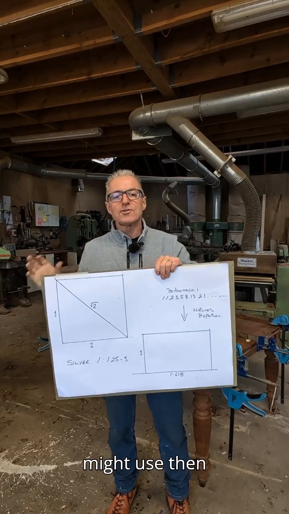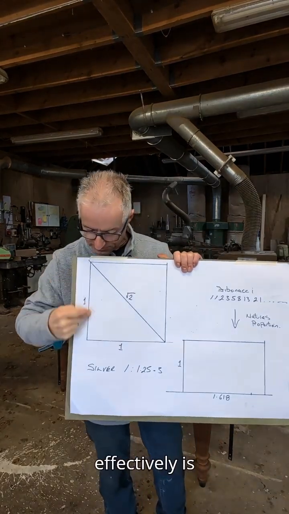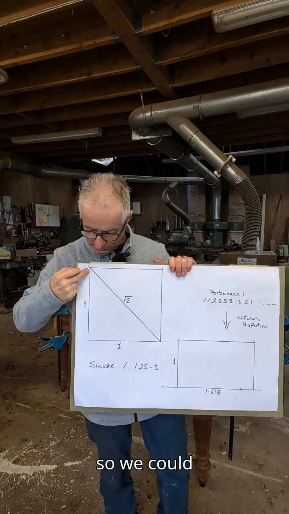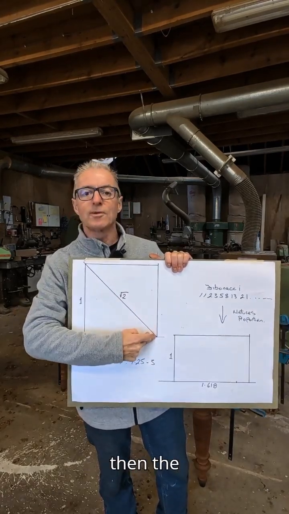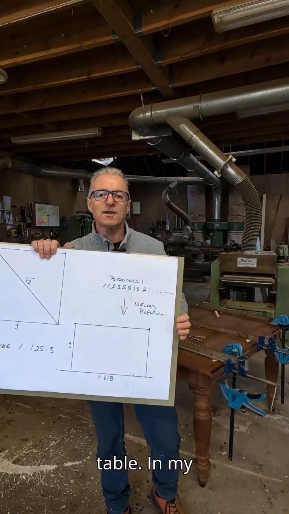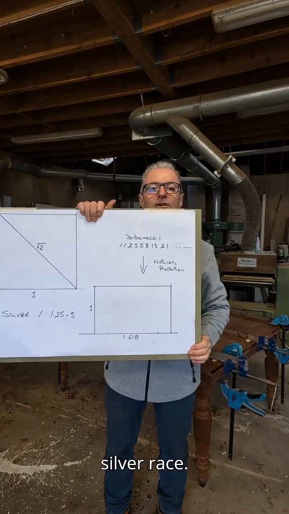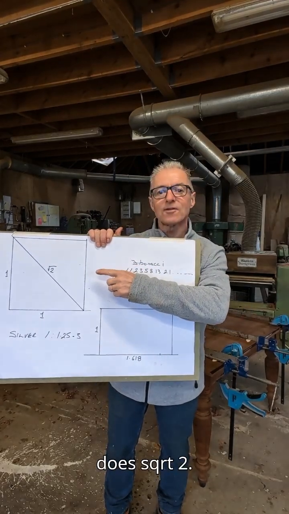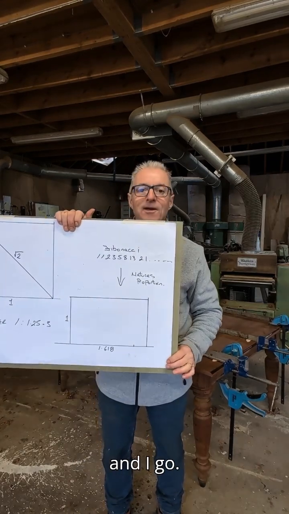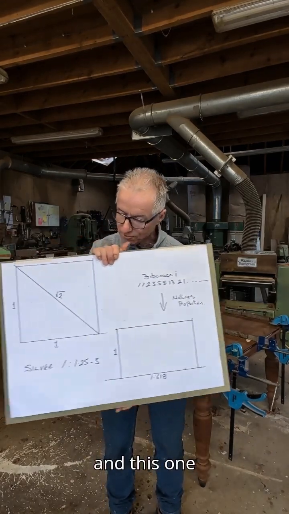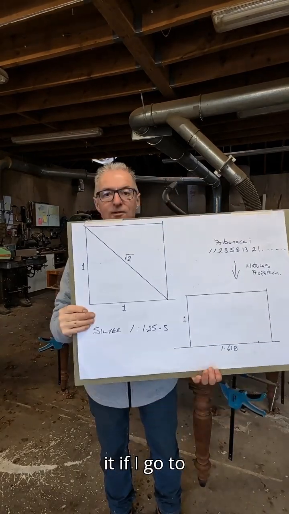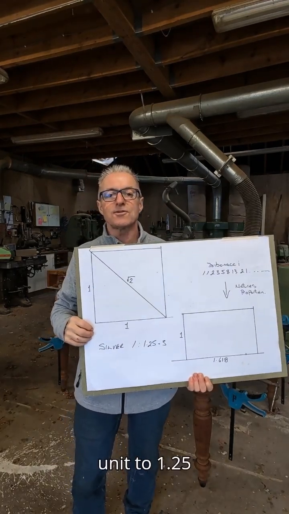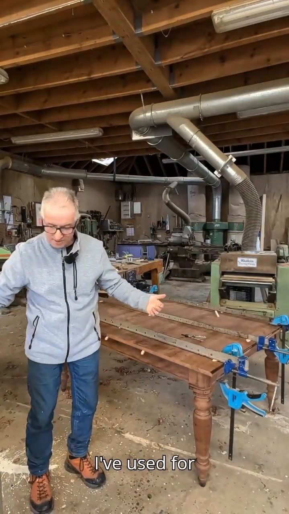The second one we might use is what's called root 2, and that effectively is 1 unit and 1 unit. It's a square with a diagonal, and we get the square root of 2. So we could use that as the width, and then the diagonal would become the length of the table. In my case, I'm using what's called a silver ratio, or close on it. The Fibonacci doesn't work for a tabletop, not that often, and neither does the square root of 2. So I look for a happy medium. I'm using this one, or close on it. That's what's called a silver ratio, a ratio of 1 unit to 1.25 or 1.3, and that's what I've used for the tabletop here.